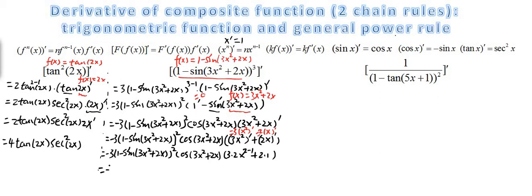And now we're gonna simplify all of them. Negative 3, 1 minus sine 3x squared plus 2x times cosine 3x squared plus 2x, and the last term is 6x plus 2. Okay.